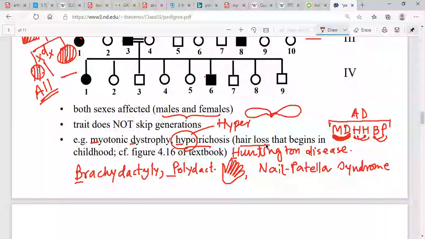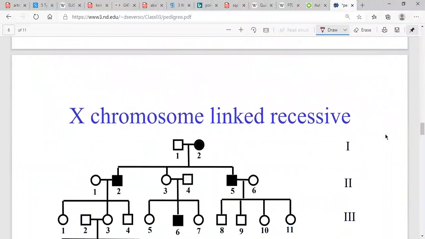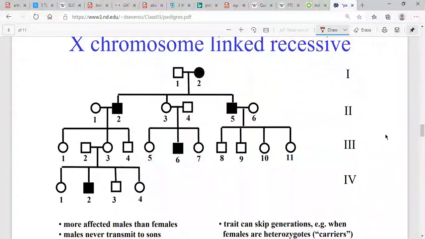So simply, if you are given a question with a pedigree of myotonic dystrophy, without solving you can say this is autosomal dominant. So myotonic dystrophy MD, hypotrichosis HH, and Huntington disease, then B for brachydactyly and P for polydactyly. As simple as this. Next we shall come to the chromosomal linked recessive, that is X-linked.